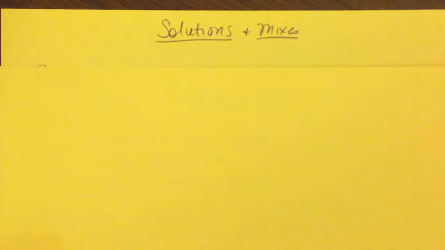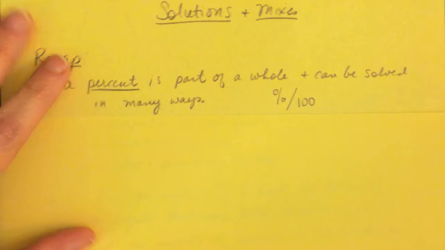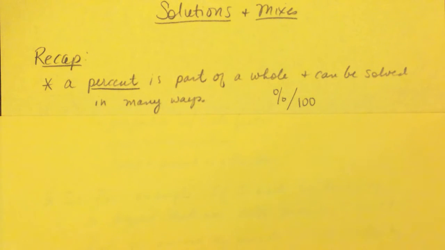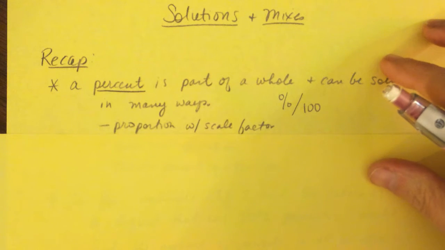In order for us to do these kind of systems, I need to start by doing a recap about percents. So we're going to take it way back, all the way back to 6th grade. We're going to talk about percents. Okay, a percent is part of a whole, and it can be solved in many ways. Remember, percent is a fraction, a ratio out of 100. So if I have 50%, that's 50 out of 100, which reduces to 1/2. If I have like 60%, that's 60 out of 100, which reduces to 3/5. So a percent is a fraction written out of 100, and we write it as a percent because we just do, okay? So we can solve them in many ways.